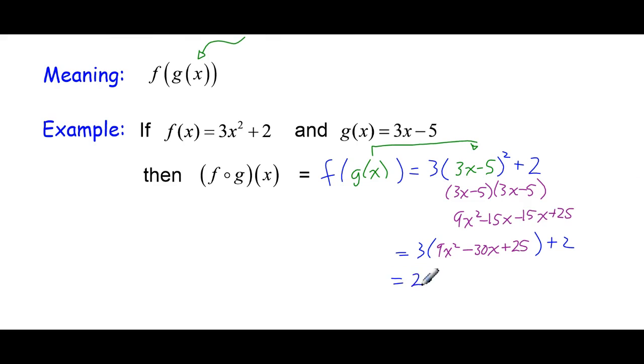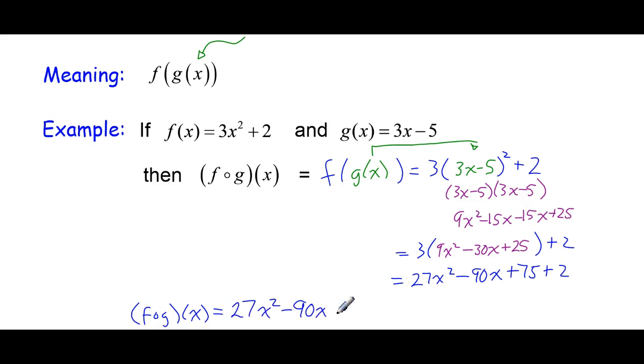We got 27x squared minus 90x plus 75. Oh, wait, plus 2. I'm not entirely done. So my final answer here, f composed with g of x, comes out to be 27x squared minus 90x plus 77.